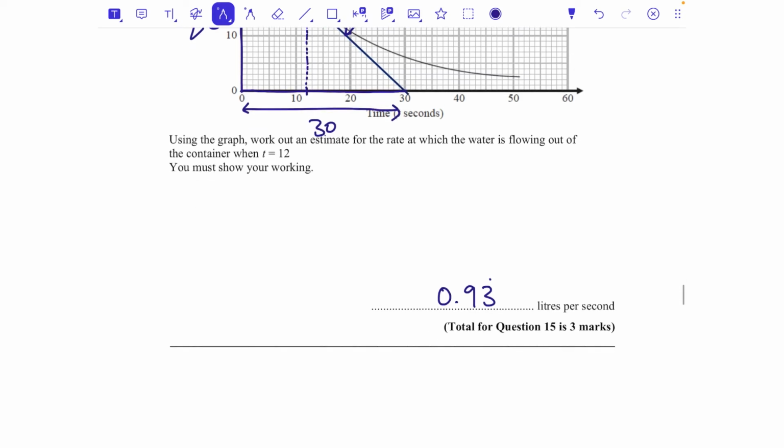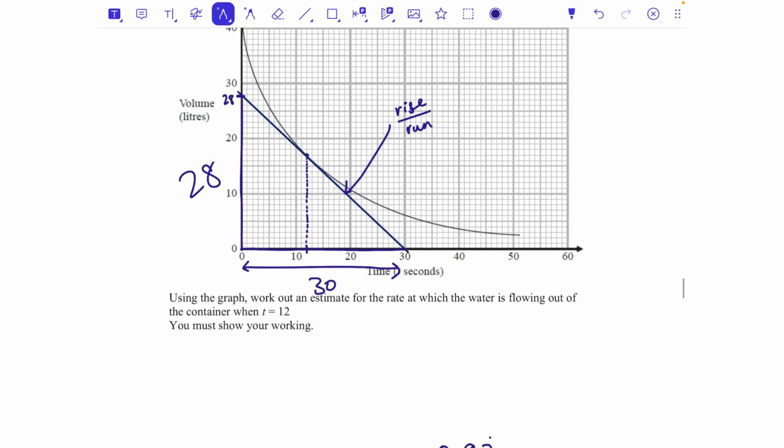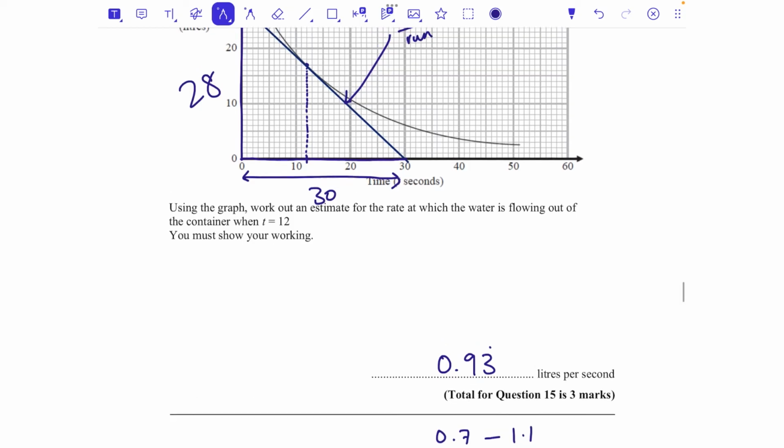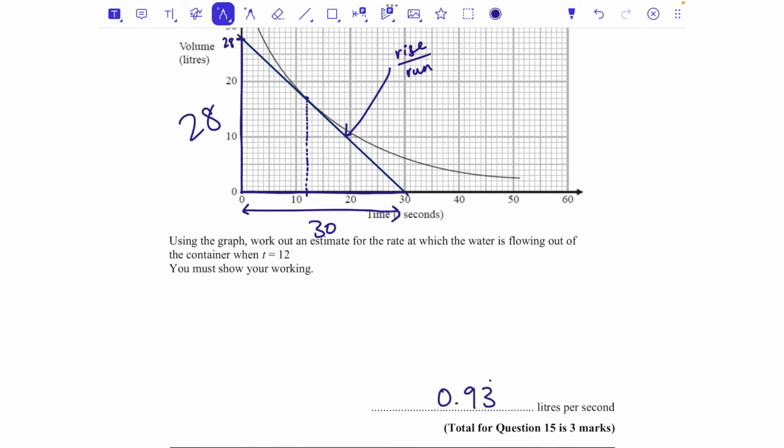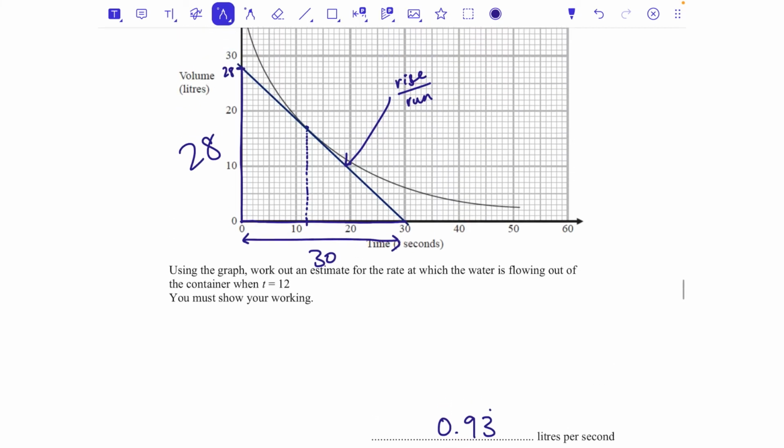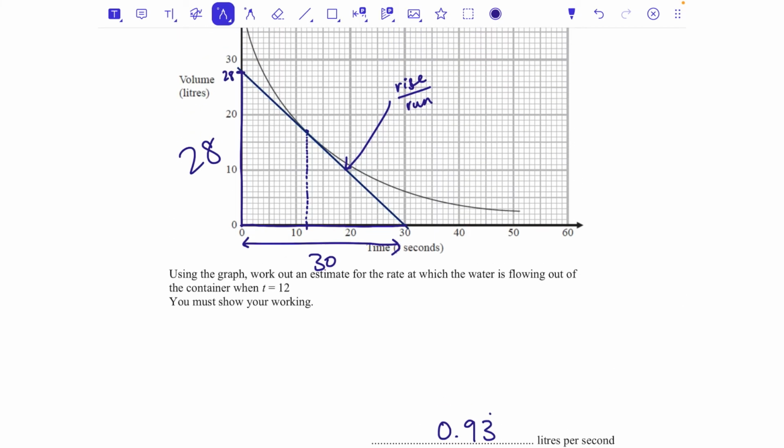The mark scheme allowed anything from 0.7 to 1.1. It obviously did need to be correct to your graph, but that was what the allowed range was. So to your tangent that you drew, it had to be correct, but that was the range that you were allowed. So people might have drawn their tangents slightly differently. I got 0.93. So there we go.